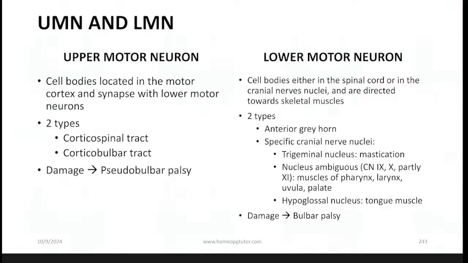So talking about the specific cranial nerve nuclei, we have the trigeminal nucleus which is dealing with mastication, the nucleus ambiguus in which cranial nerves 9, 10 and partly 11 are involved, wherein the centers are basically muscles of the pharynx, larynx, uvula and palate. Okay, apart from that we have the hypoglossal nucleus which is again having its center for the tongue muscles. Okay, so this is about the UMN and LMN and the lesions.